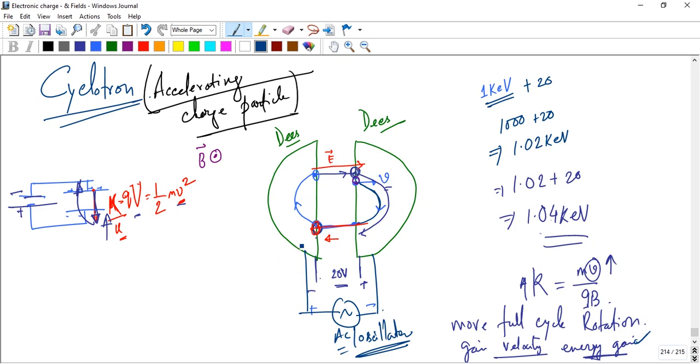Suppose there is a releasing point, after 1000 rotations. Then it leaves from the exit point and gains a high speed, high velocity. The charged particle gains high speed and high energy also.